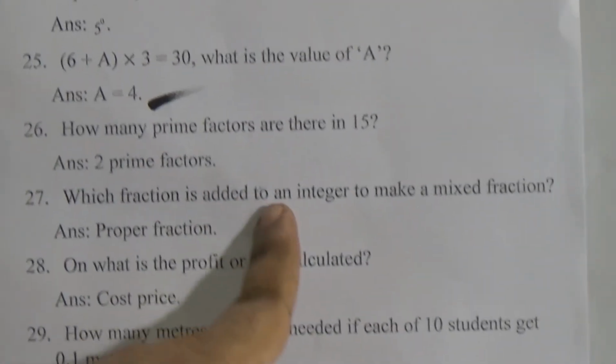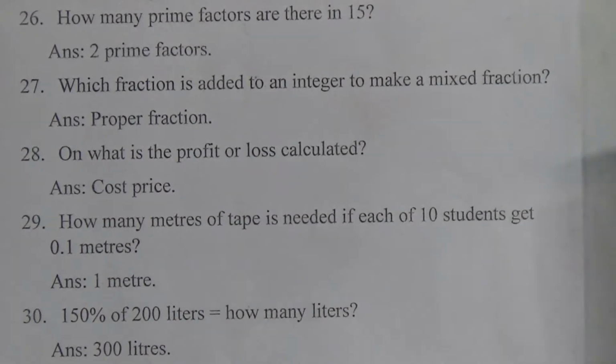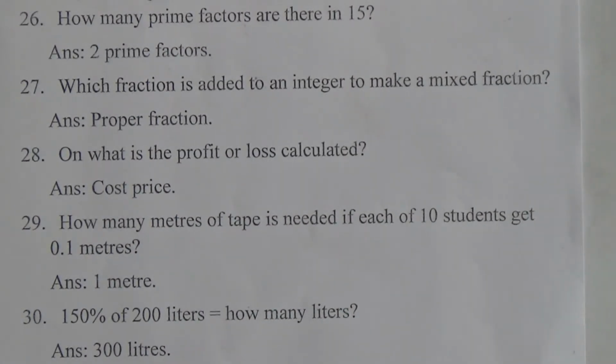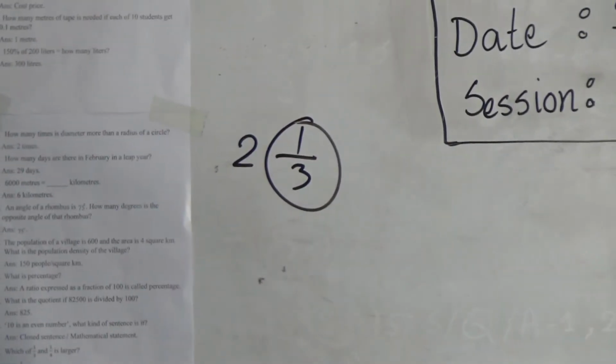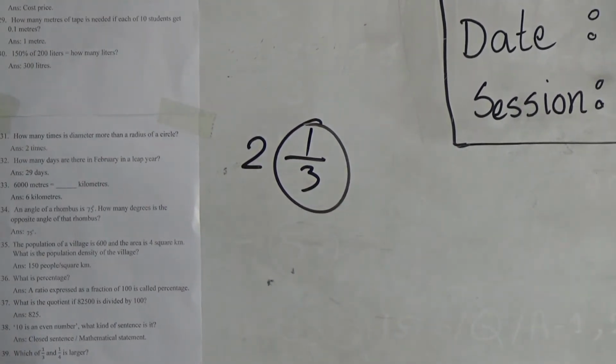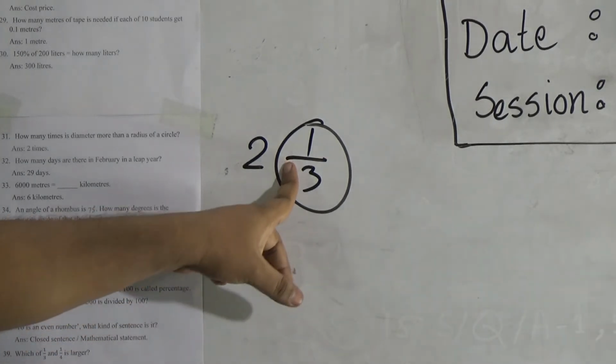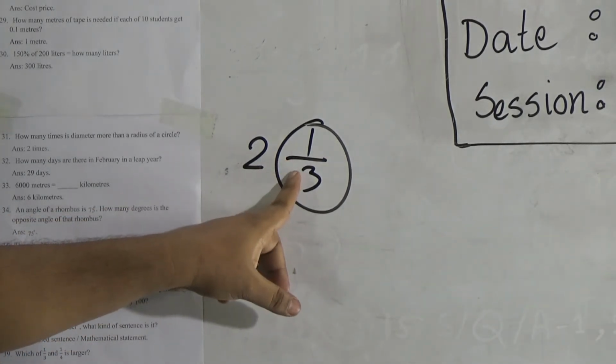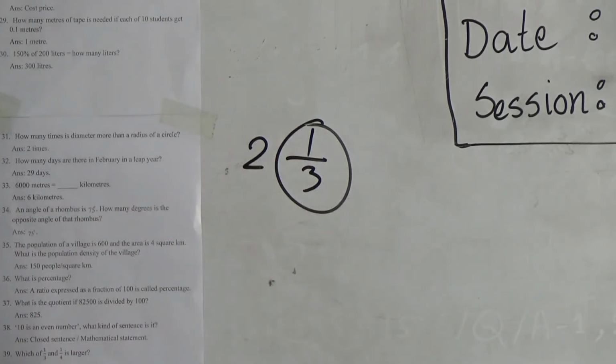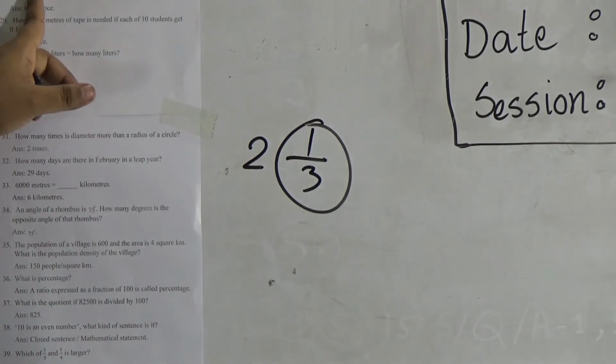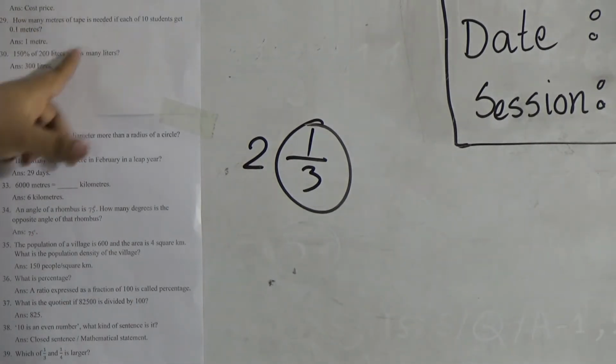27 number. Which fraction is added to an integer to make a mixed fraction? Dear student, at first let us give an example of a mixed fraction: 2 and 1 by 3. Is this 1 by 3 a proper fraction or an improper fraction? It must be a proper fraction. So a proper fraction is added to an integer and we get a mixed fraction. So what will be the answer? The answer will be proper fraction.